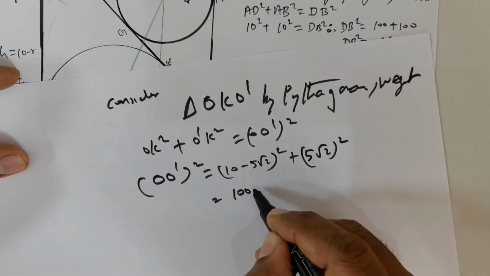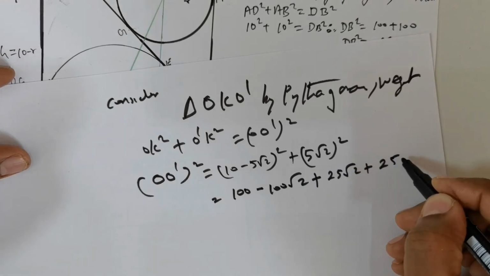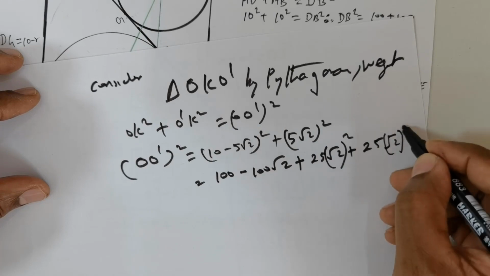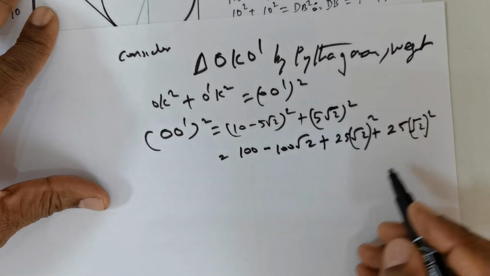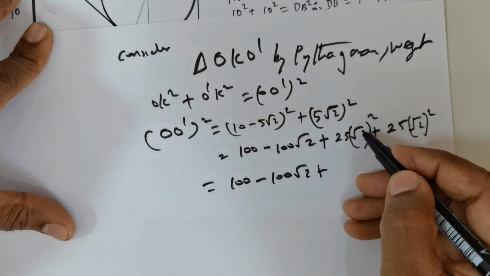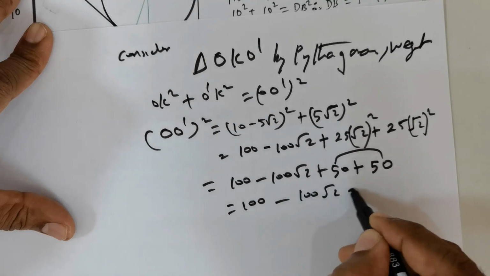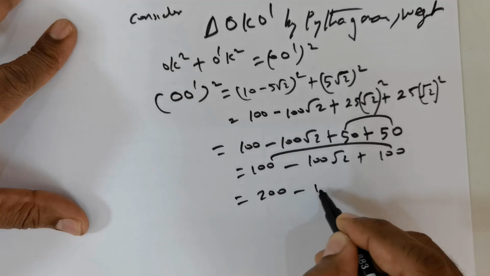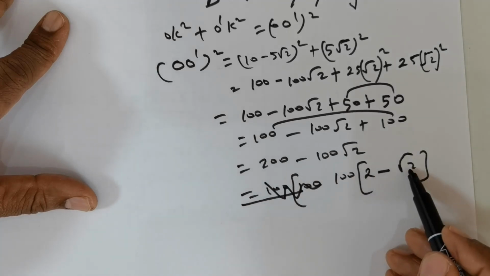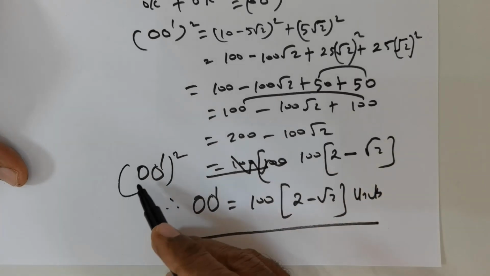So this is equal to 100 negative 100 root 2 positive 25 into root 2 squared. You square the value 5 and you square the root 2. Root 2 squared is 2, so that's going to be 50 here. You add this, you get 100 negative 100 root 2 plus 50 plus 50, giving you 200 negative 100 times root 2. You take 100 out, so 100 times 2 minus root 2. So this value you have got is actually the square of O dash.